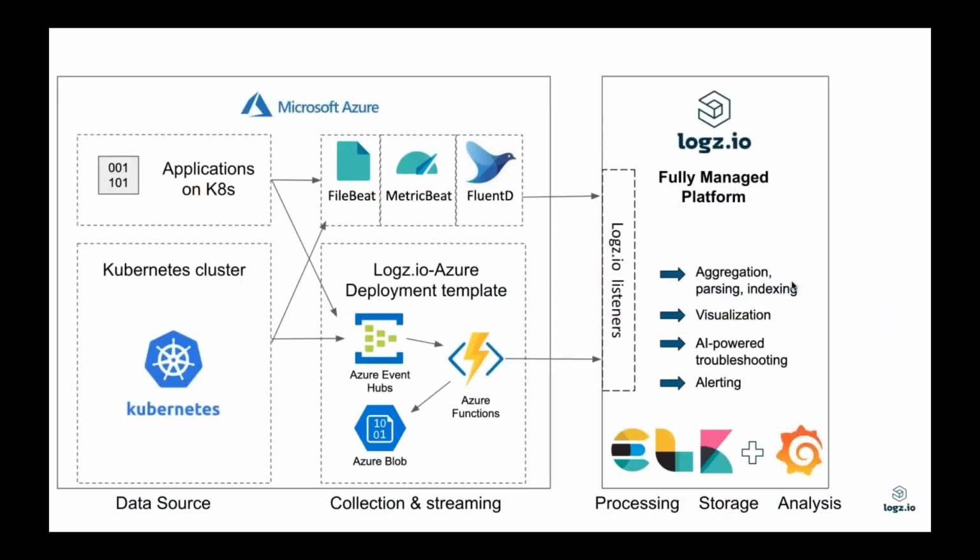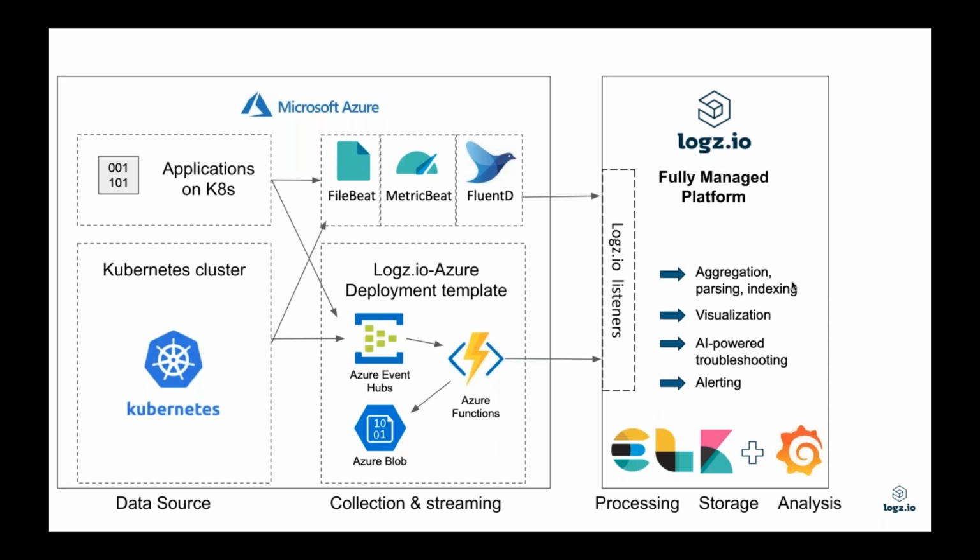All right, so I just want to quickly show how to send data from Kubernetes to Logz.io. I'll start with Microsoft Azure, then I'll go to AWS. So here on the left, you see you have your Kubernetes cluster and your applications on Kubernetes. There are a bunch of different ways to send your data to Logz.io. It's not too complicated. One option, most of our customers on Azure are sending all their data to Azure Event Hubs. We have a deployment template with Azure.